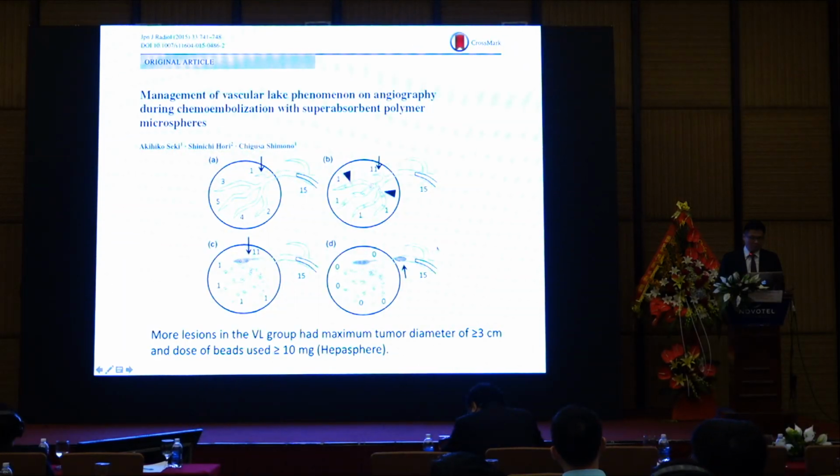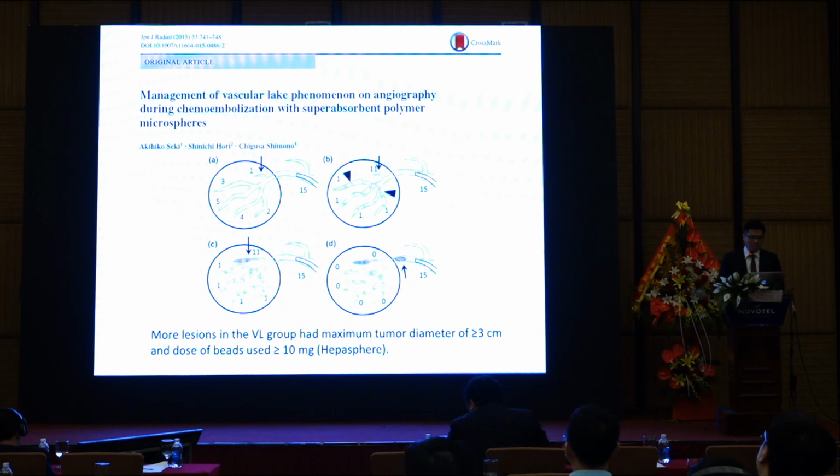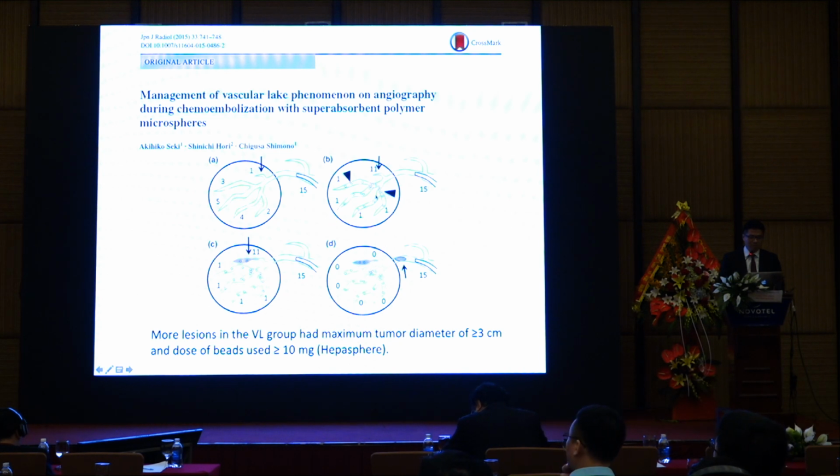And another endpoint is the vascular lake, which was first published by Dr. Seki from Japan. The vascular lake is caused by the smaller feeding artery occluded by beads. And there's a small vessel rupture, and the contrast stays in the blood space. Let's look at contrast extravasation. So that means that they call that the vascular lake.